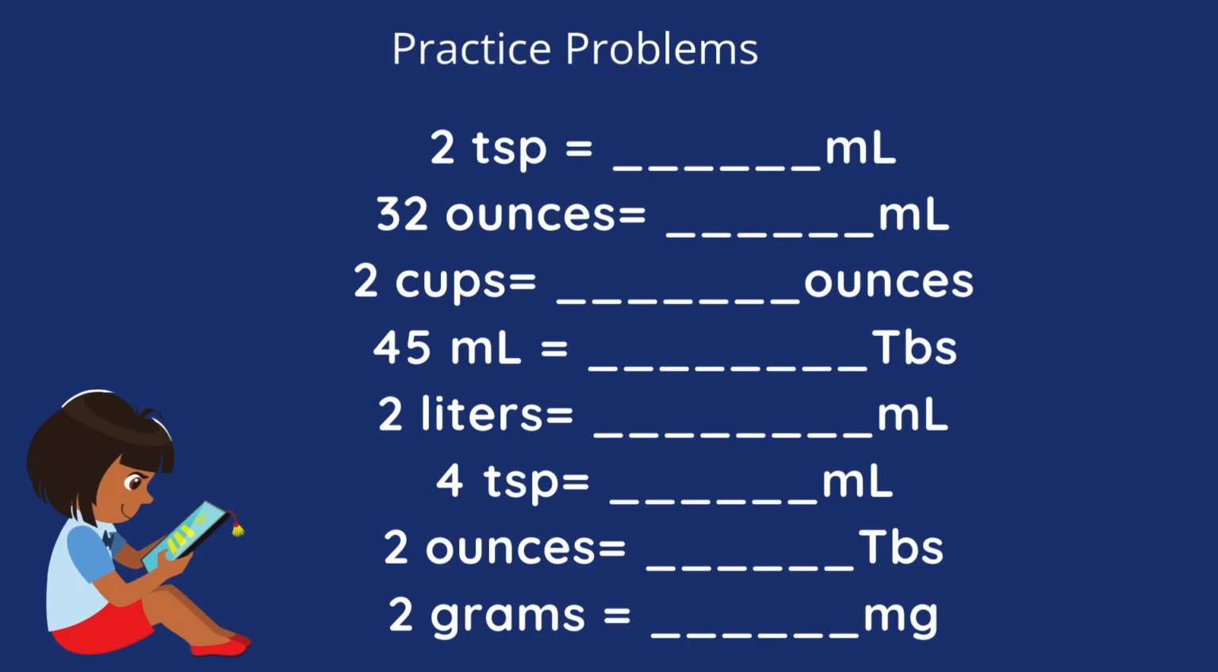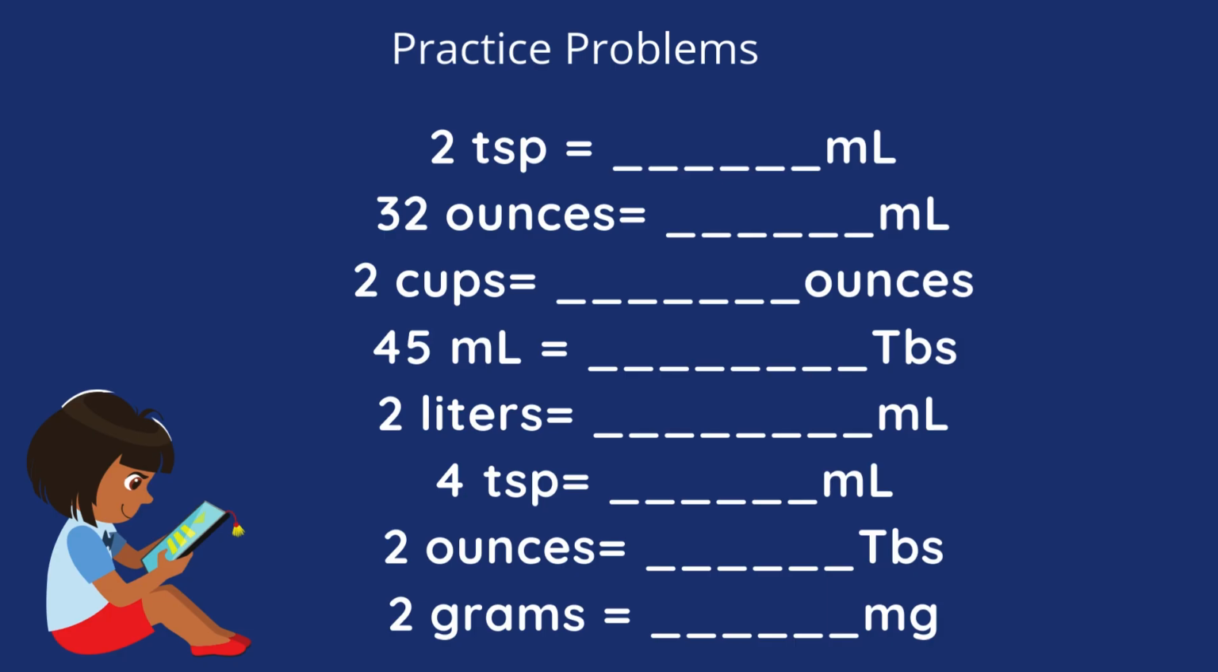2 liters is equal to how many milliliters? We know that 2 liters is a larger unit, and I'm going to milliliters, something smaller. So I'm going to multiply times 1,000, or move that decimal point 3 times. Your answer would be 2,000 milliliters. So if I have a 2-liter of Coke and I drank that whole thing, I had 2,000 milliliters.